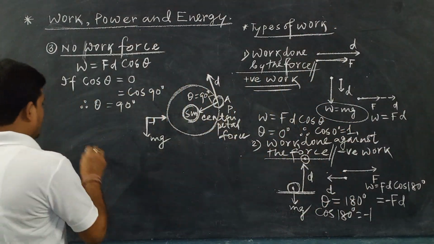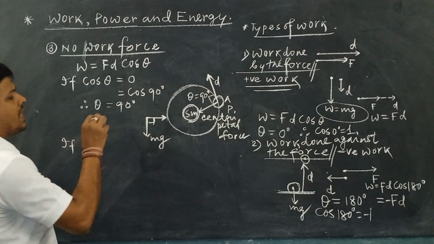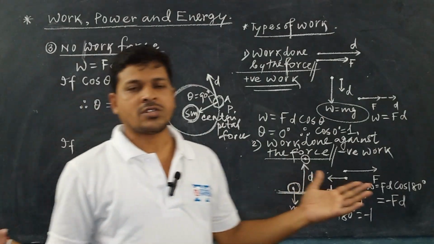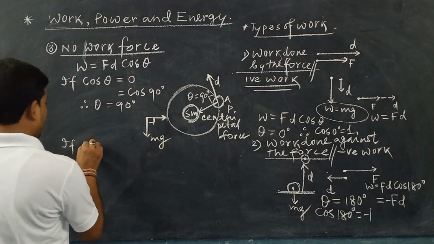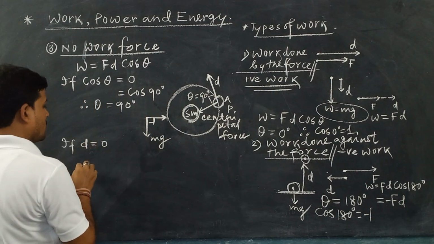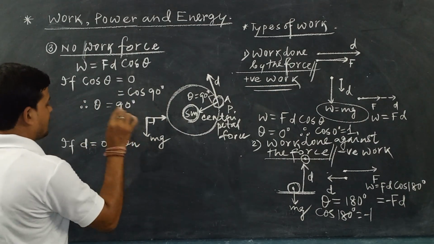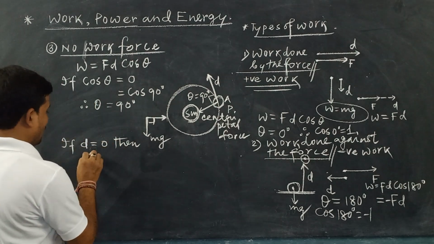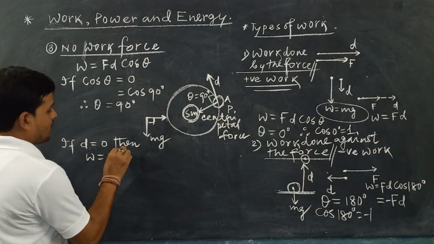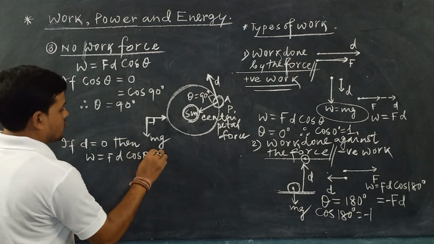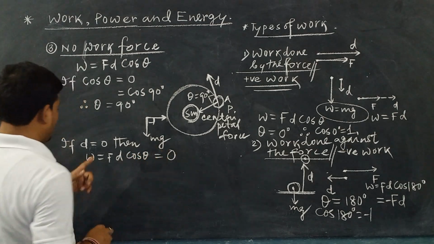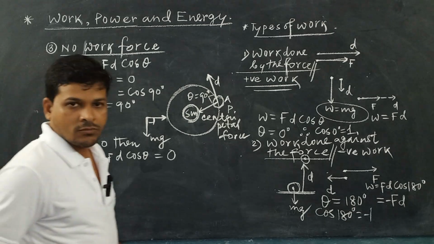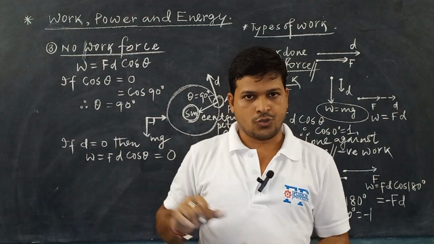Another possibility is if we apply the force but the body does not suffer any displacement. If D equals 0, then what happens? The work done will be 0, because W equals F D cos theta, and since D equals 0, the work done will be 0. This is the no work force.